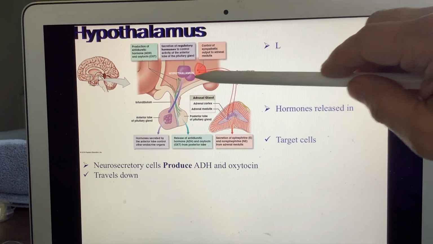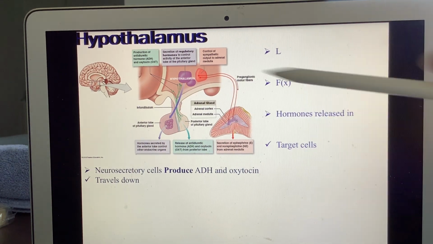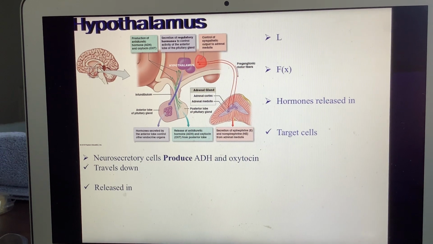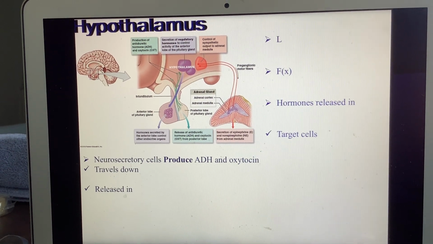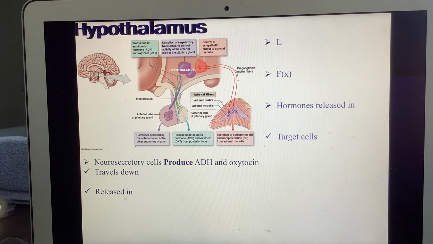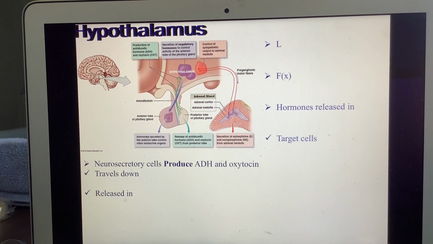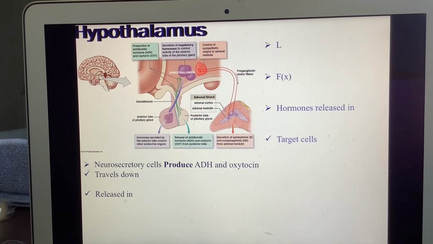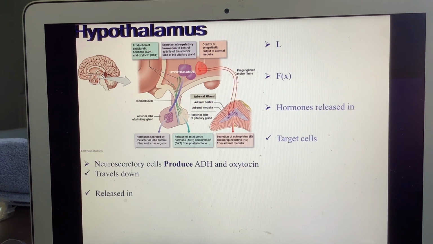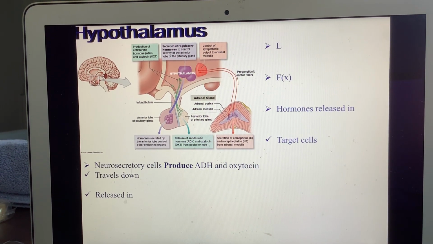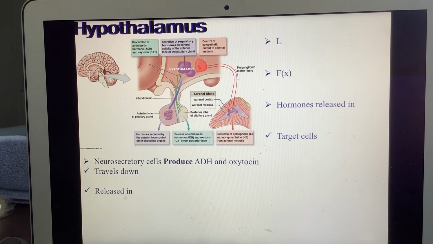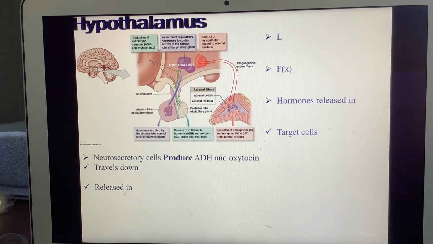Now those hormones are going to travel down the axon, but they're going to be released from the posterior pituitary. Posterior, new word, pituitary, the posterior pituitary. Sometimes it's called the neurohypophysis, neurohypophysis or posterior pituitary.